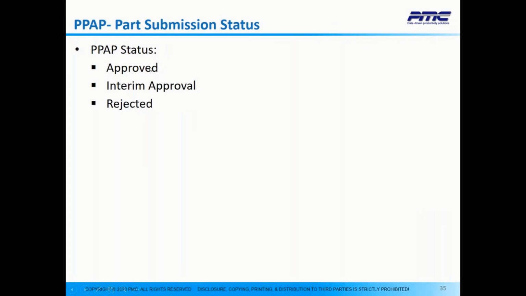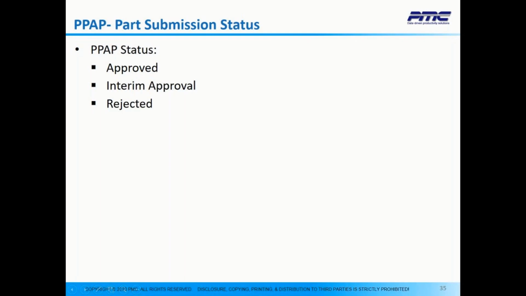PPAP status. Upon approval of the submission, the organization shall assure that future production continues to meet all customer requirements. For those organizations that have been classified as self-certifying or PPAP level 1 by a specific customer, submission of the required organization-approved documentation will be considered as customer approval. PPAP status has 3 different responses: approved, interim approval, and rejected.